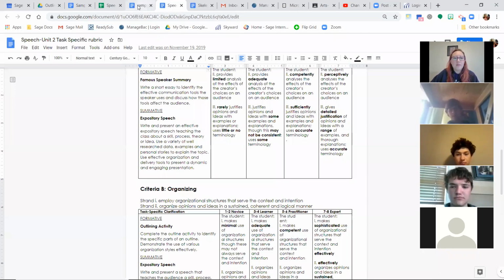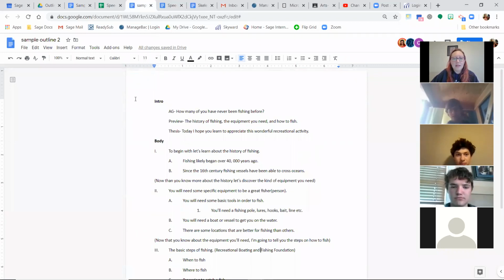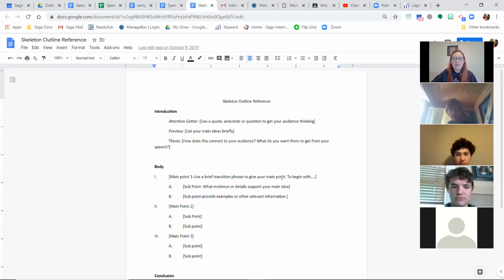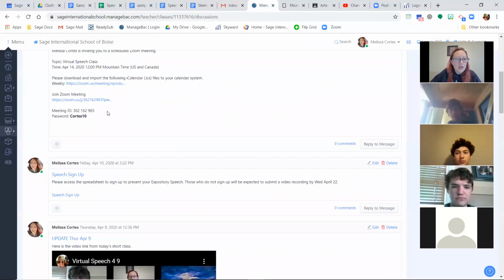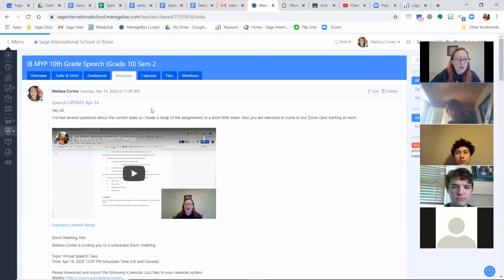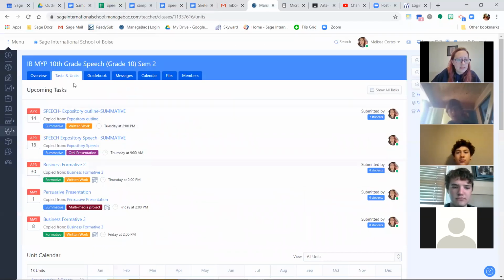I was also showing everybody some examples of some outlines. So you guys also have a copy of the skeleton outline. This is the skeleton that tells you exactly what to put in each part. And then I also linked another one. Let's go to manage back. I also linked another one that is the skeleton outline that is totally blank.